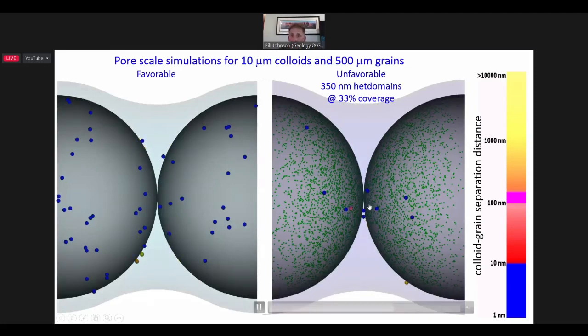And you can see that this colloid is rolling over some heterodomains, but they're not occupying enough of its interaction with the surface to allow it to attach. And perhaps as it rolls to the other side of the grain, it will find those heterodomains and attach. But that's the difference between favorable and unfavorable. We can capture those dynamics in these simulations. Great, but how does this relate back to reality?